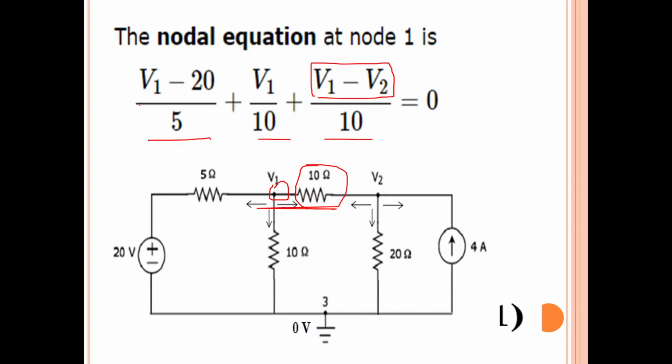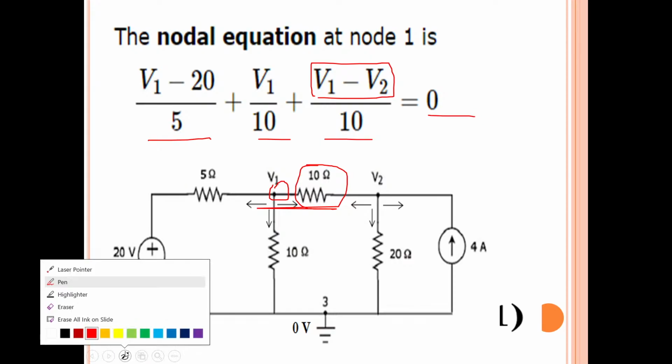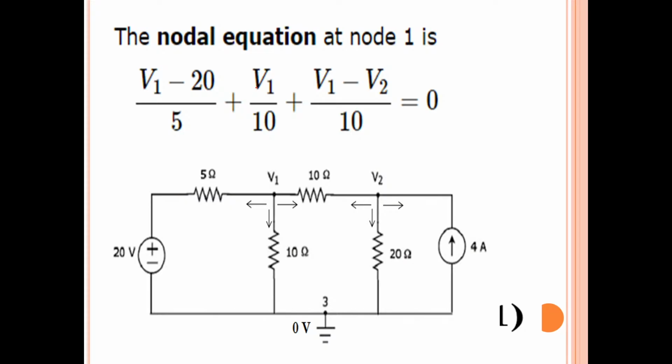These are the currents. So the algebraic sum of all currents leaving the node is equal to what? 0. According to what? According to Kirchhoff's current law. So applying Kirchhoff's current law at node 1, you can write that statement.